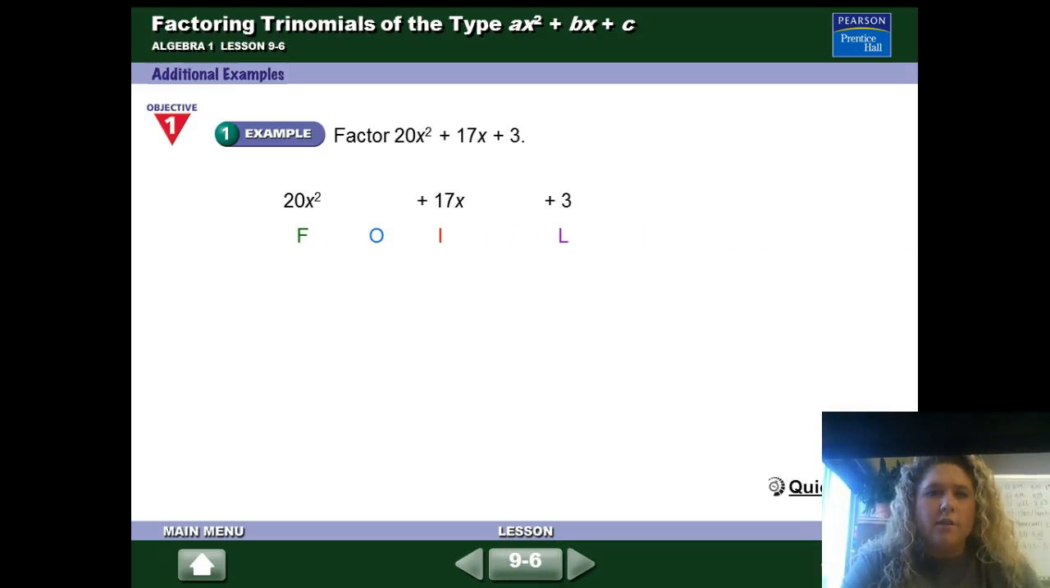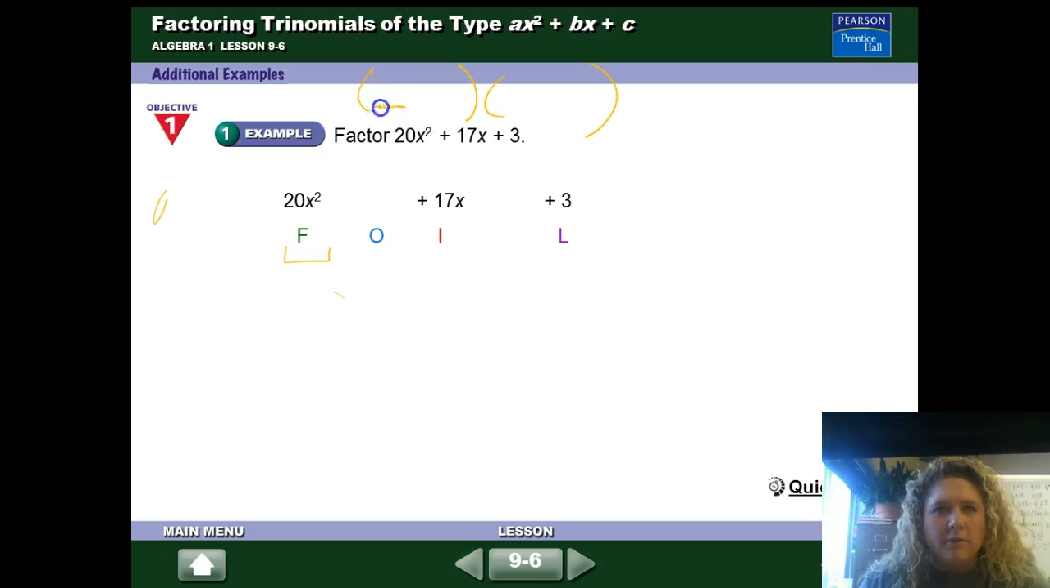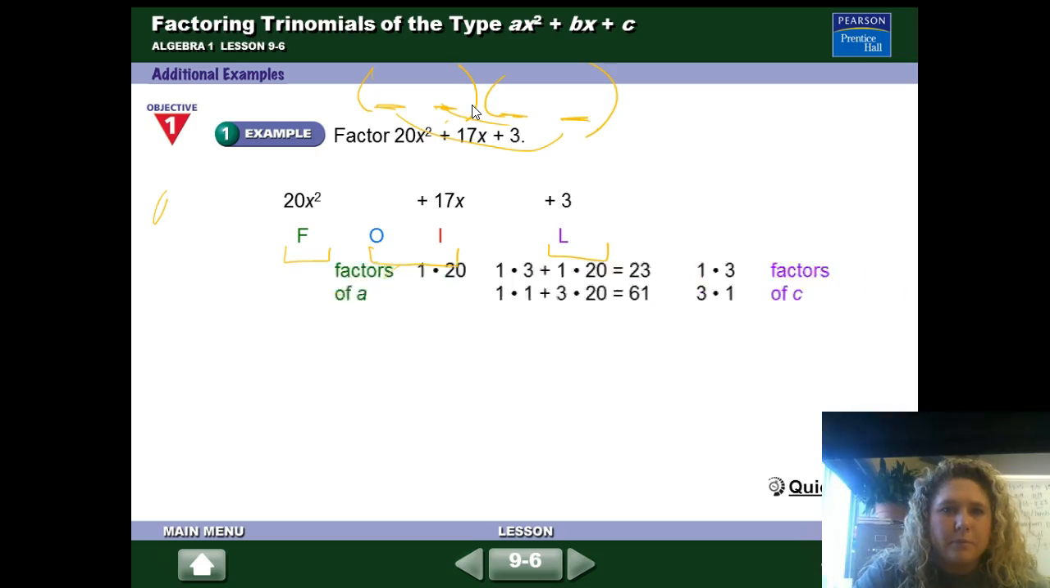17x plus 3. First thing we're going to do is break this apart. So we know, as you can see here, that my 20x squared has to come from my first two terms in this parentheses that I'm trying to create. Alright, so first term, second term, first term, second term. 20x squared has to come from that. My outer and inner have to give me a 17x, and my last two terms have to give me 3. Okay, and the outer was this one and this one, outer and inner.